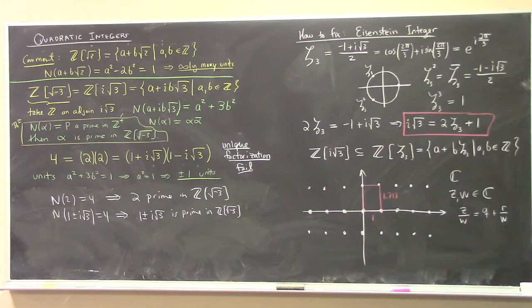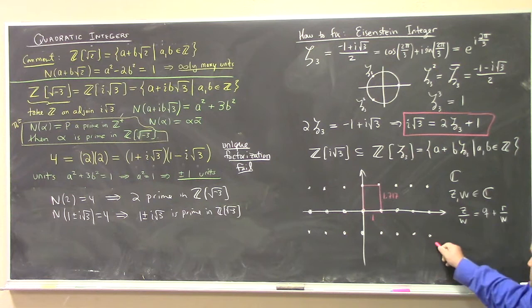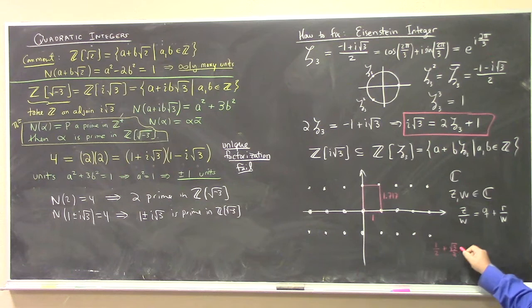So what if your Q is the middle point of that rectangle? Yeah, right. That means you get a half on the x and root 3 over 2 i. So plus square root of 3 over 2 i. Yeah, I think that's right, by symmetry. What's the norm of that?